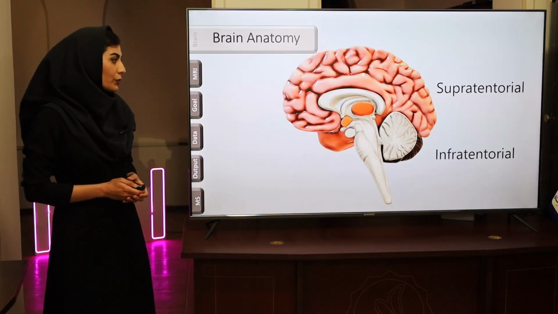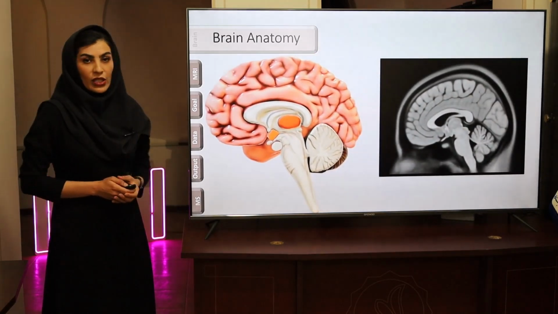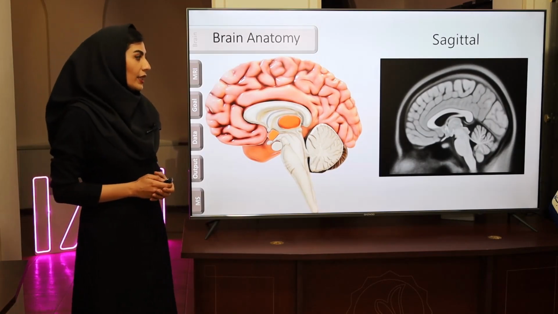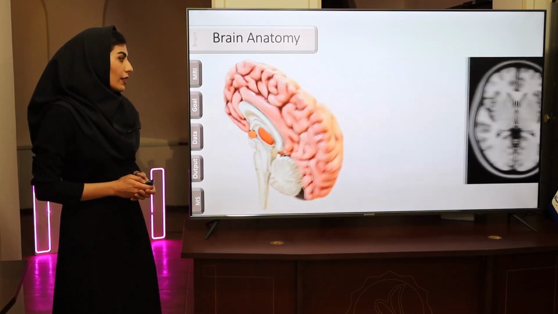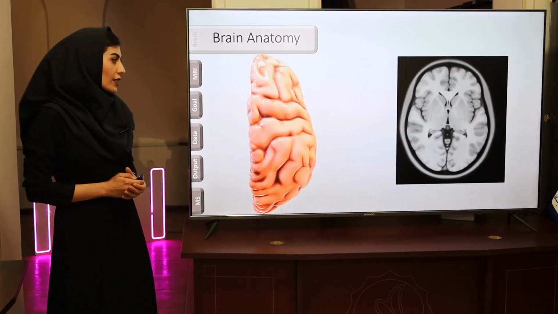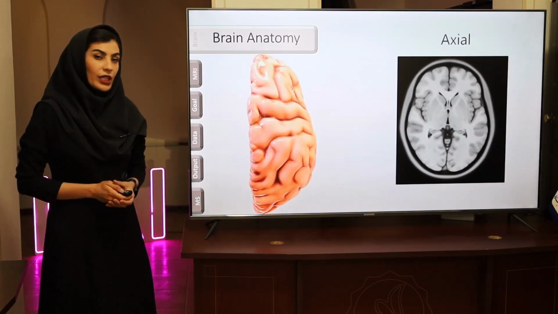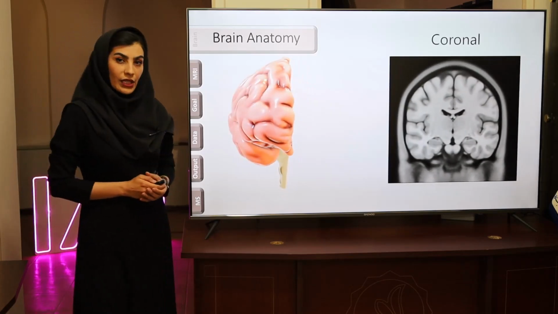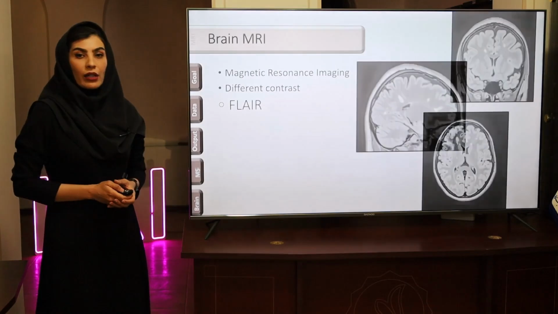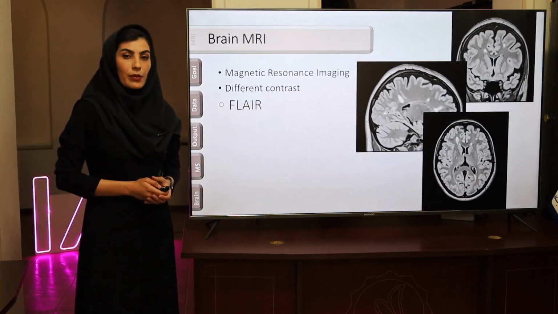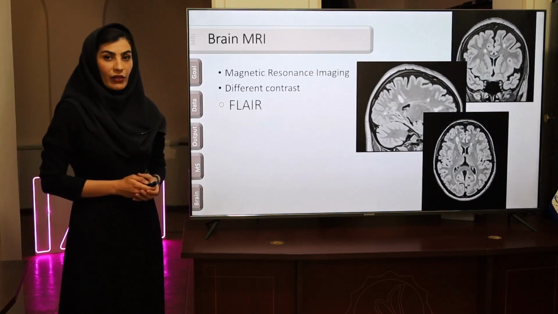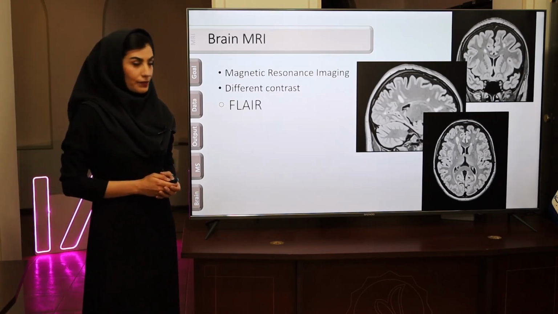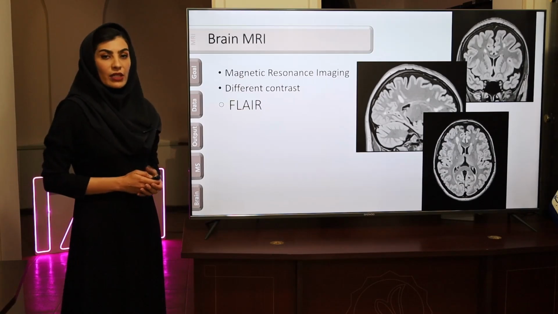We can investigate the brain in different sections. For example, sagittal, which obtains images by slicing the brain from side to side. Axial images slice the brain from superior to inferior, and coronal images slice the brain from anterior to posterior. MRI, or magnetic resonance imaging, is medical imaging that uses a magnetic field and radio frequency to produce detailed images of the body.